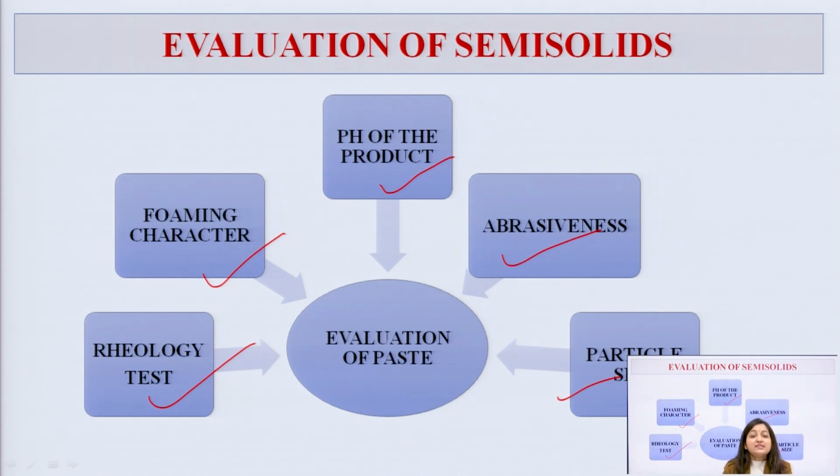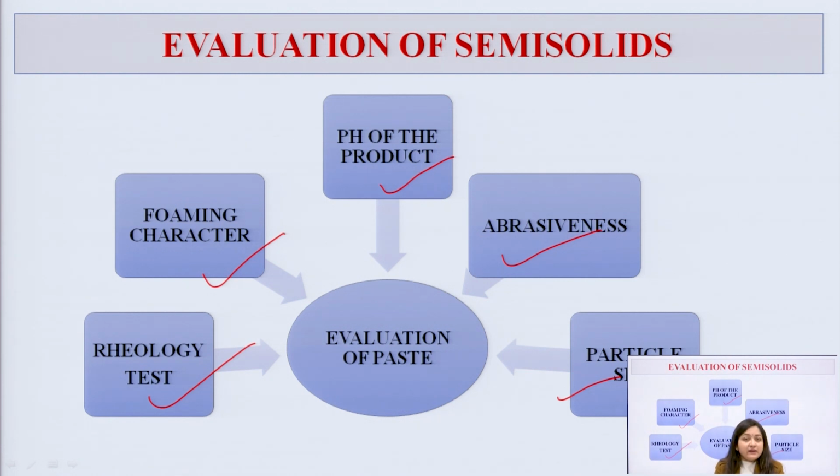For example, scrubs. These scrubs are desirably made by incorporating gritty particles into them, because the main use of a scrub is to scrub the area to which it is applied. For that purpose, this test also plays an important role, because abrasiveness eventually leads to cleansing of a particular surface.